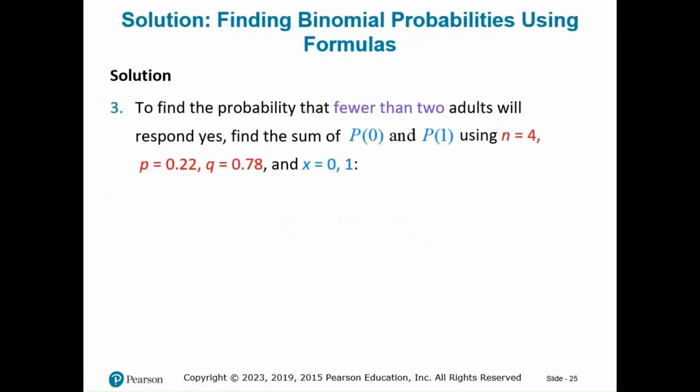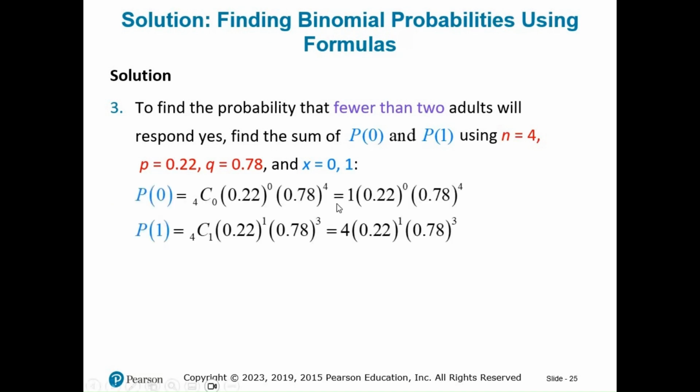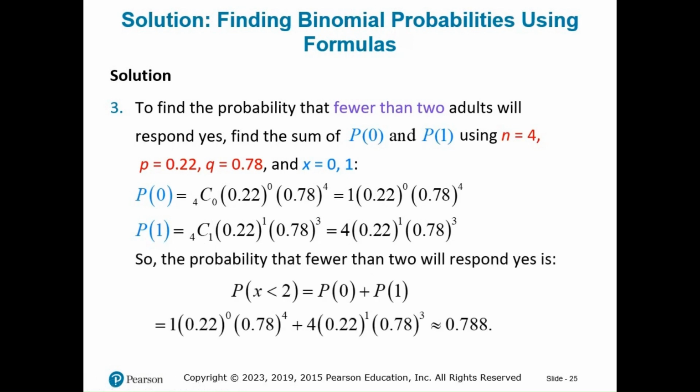Okay, last one. To find the probability that fewer than 2 adults will respond yes, we need to find the values where x equals 0 and 1. Here's what that process looks like. And notice that we are using 2 different values for x again. So you have to go through that process once for 0 and once for 1. The probability that fewer than 2 adults would respond yes is 0.788. Okay, nice work.